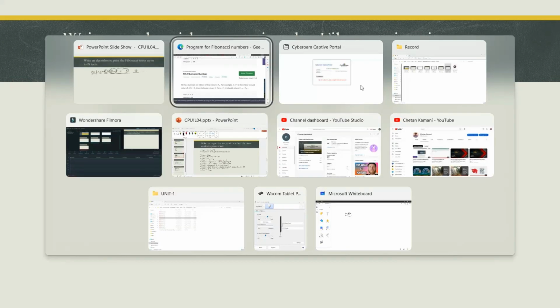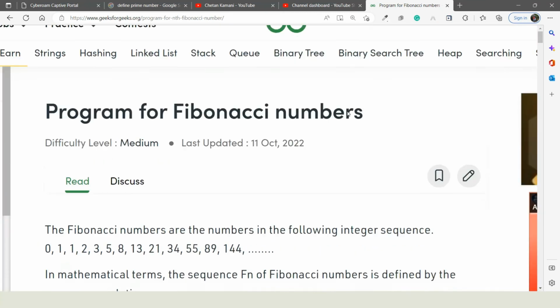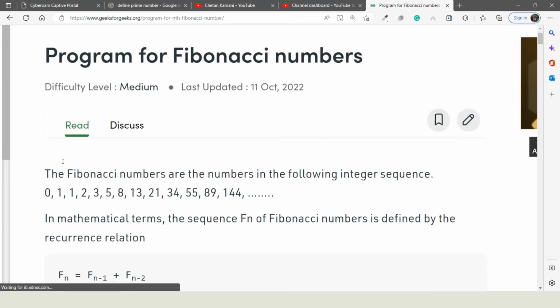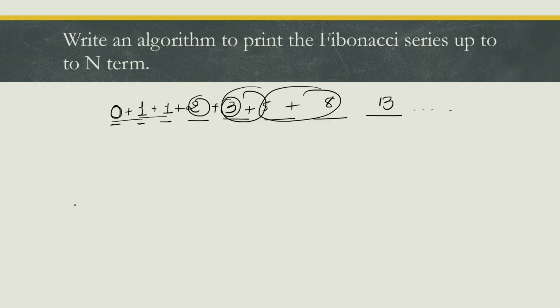You can check on the GeeksforGeeks web page. You can see 0 plus 1, 1. 1 plus 2, 3. 2 plus 3, 5. 5 plus 3, 8. 8 plus 13, 21, and so on. I hope you have an idea about this.